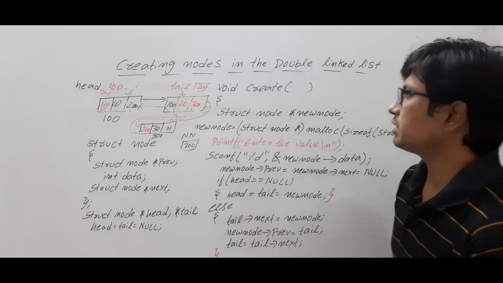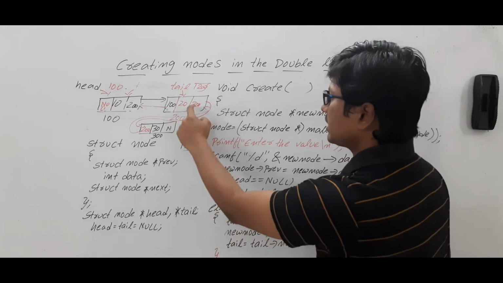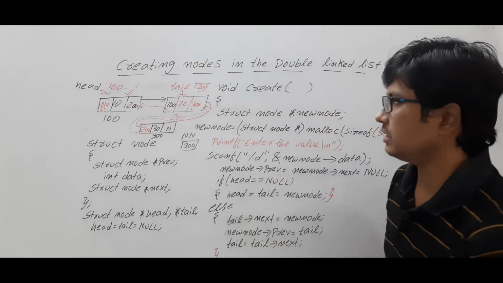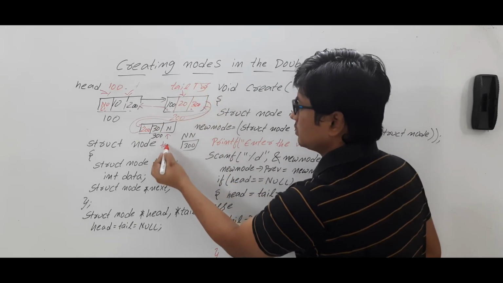Tail is equal to tail of next. What is tail of next? Tail is this one, and tail of next is 300. That you are assigning to tail. Now tail becomes 300. So it is pointing to this node.